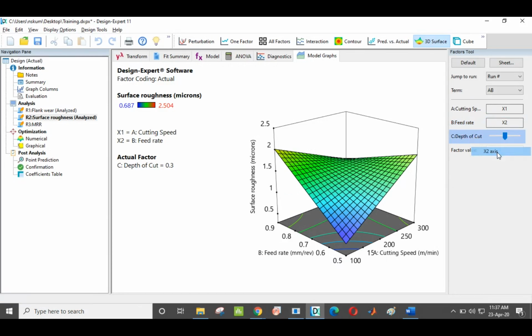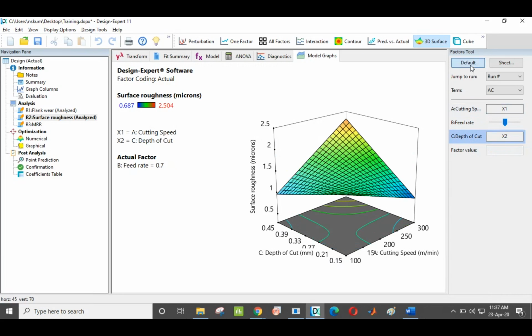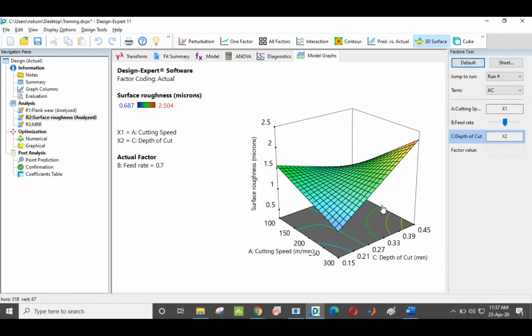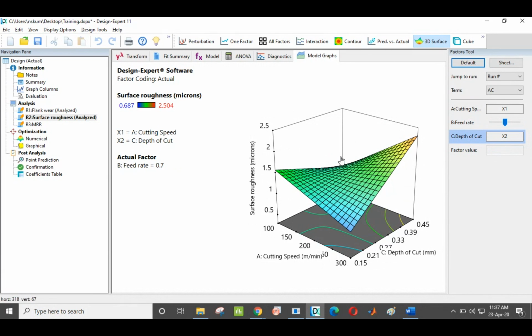So this is for x2. This is a min-max condition. After a maximum, it tends to decrease again. This is also the same. With increase in depth of cut, the surface roughness is higher. So with the higher depth of cut, extreme surface roughness is obtained.